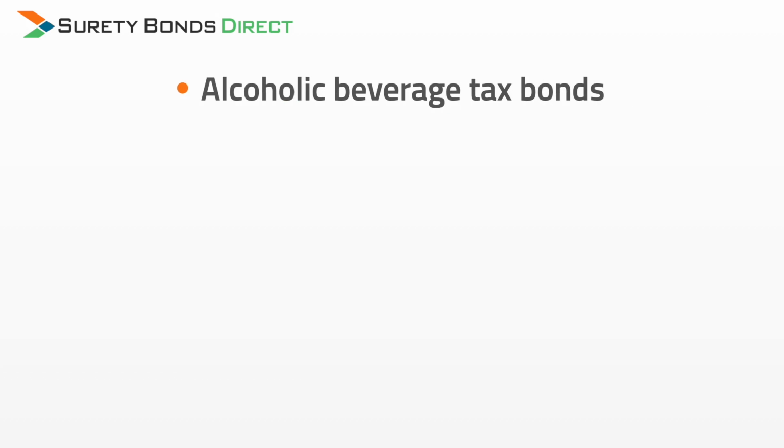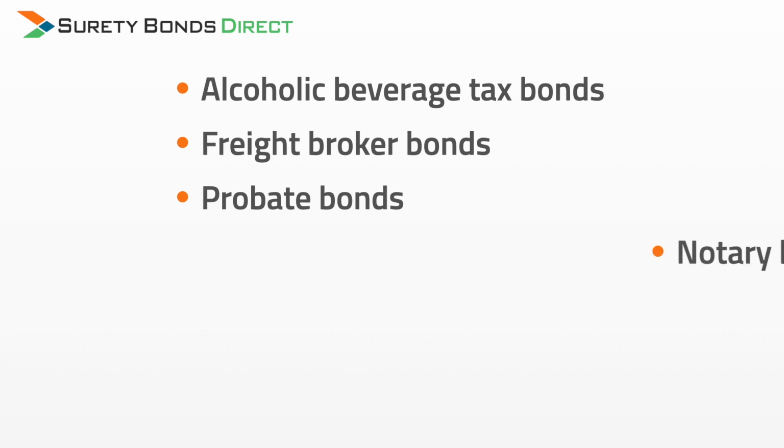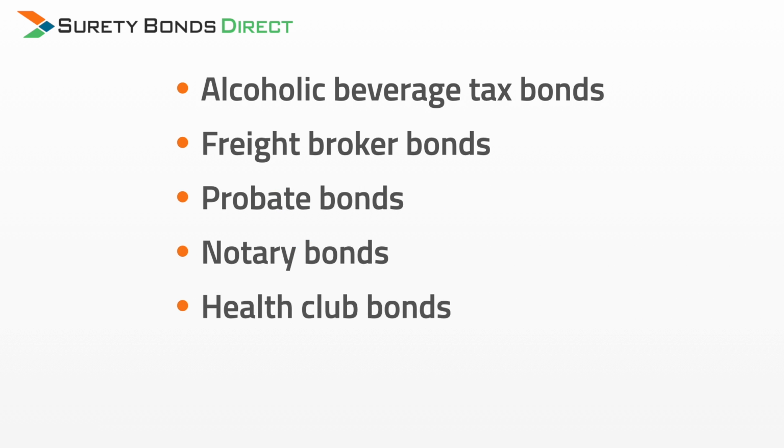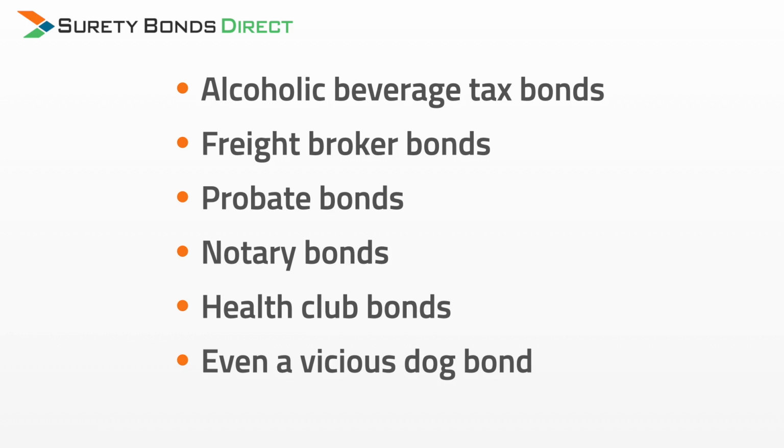This bond protects businesses and homeowners hiring the cleaning company from employee theft while the employees are on their private property. That's only a few examples. There are thousands of different types of surety bonds, but don't worry. We have bond specialists that can help you find your specific bond. Let's look at a few other examples real quick. Alcoholic beverage tax bonds, freight broker bonds, probate bonds, notary bonds, health club bonds, even a vicious dog bond.